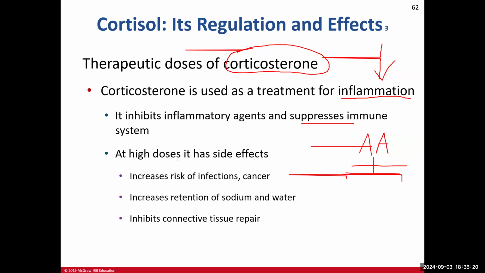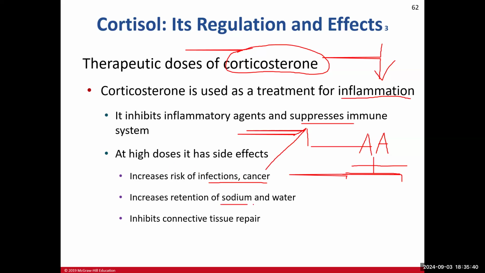Okay, so high doses, you've got to be careful because of infections in cancer. Why? Boom, suppresses the immune system. Okay, so you increase your likelihood of infection if your immune system is depreciated. So don't do it with the long-term steroids.